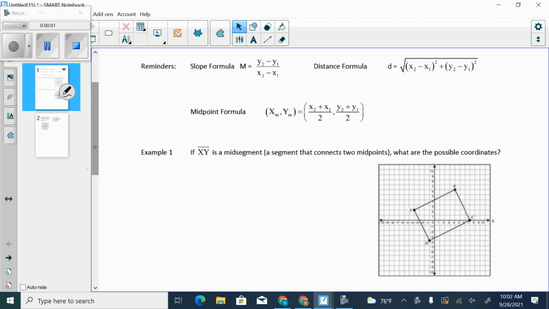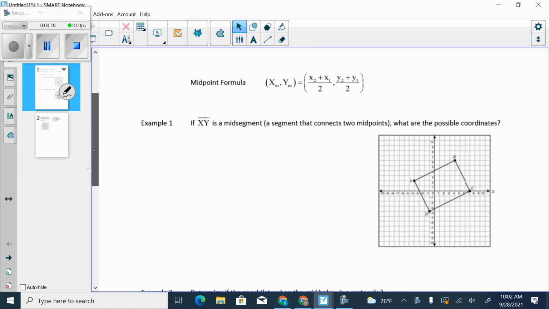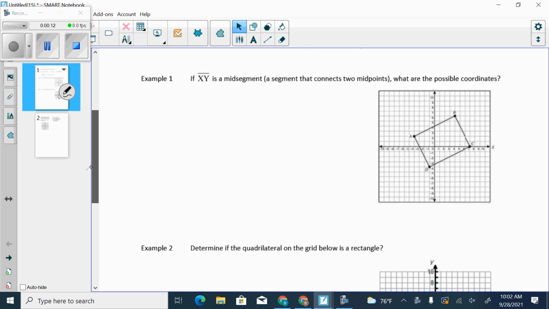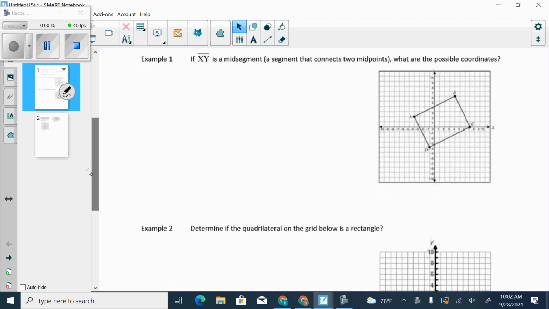We've got our slope formula, which is change in y over change in x. We've got our distance formula, and we've got our midpoint formula. All of these are for two-dimensional figures, or things on our coordinate plane with some x and some y value.